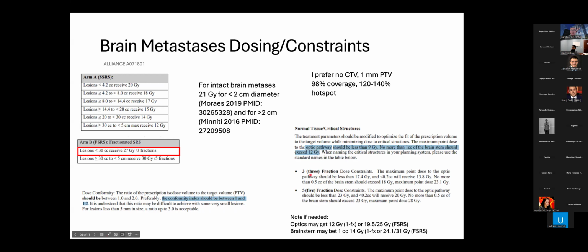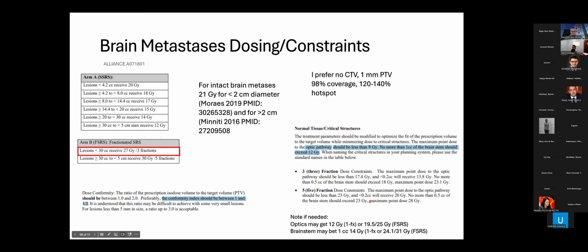The same thing is true of 3 and 5 fraction constraints. 0.03 cc's should be 17.4 gray or 23 gray on the optic nerves. And then the brainstem here is 0.5 cc as opposed to 1 cc. To be honest, I like to use 0.5 cc for all of these numbers: 12 gray for single fraction, 18 gray for 3 fraction, and 23 gray for 5 fraction approach. They do have maximum dose constraints, but again, for brainstem, I don't really use that. I use the volumetric constraint.